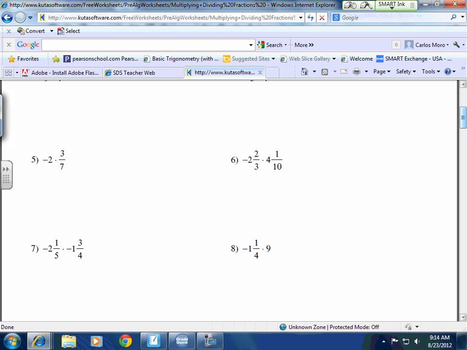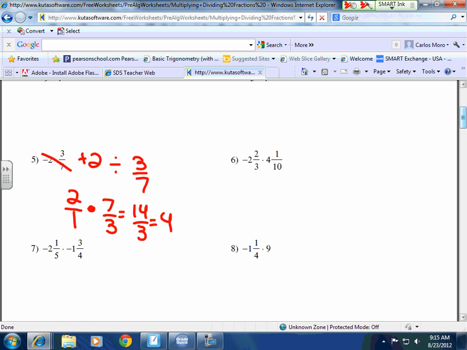Real quick. Let's say this was division. 2 divided by 3/7. Remember, stay, change, flip, which is going to be 14/3, which is going to be 4 2/3.